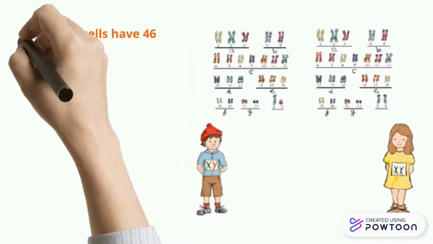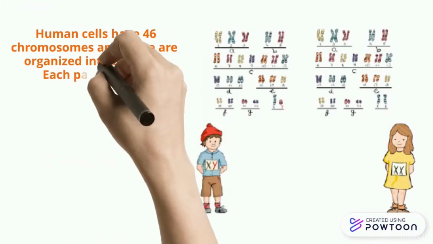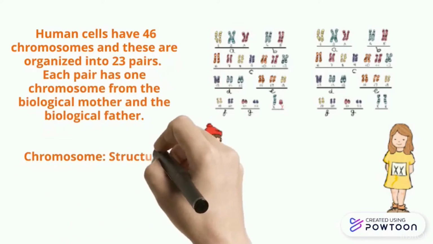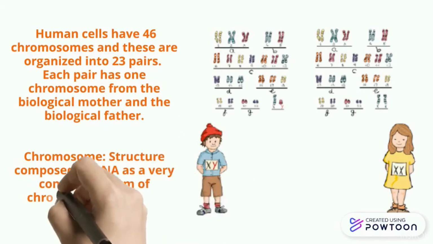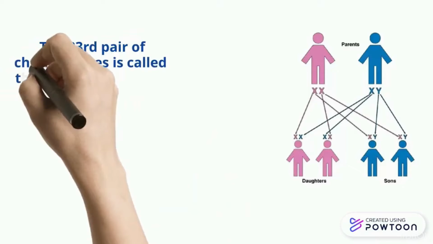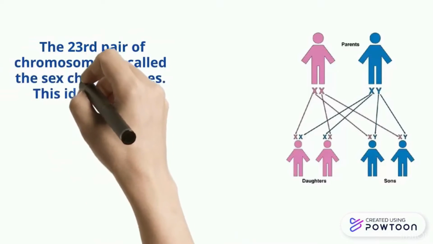Human cells have 46 chromosomes, and these are organized into 23 pairs. Each pair has one chromosome from the biological mother and one from the biological father. One of these chromosome pairs is a sex chromosome. The sex chromosomes determine the gender of an individual. A genetic female has 2 X chromosomes, while genetic males have X and Y chromosomes.